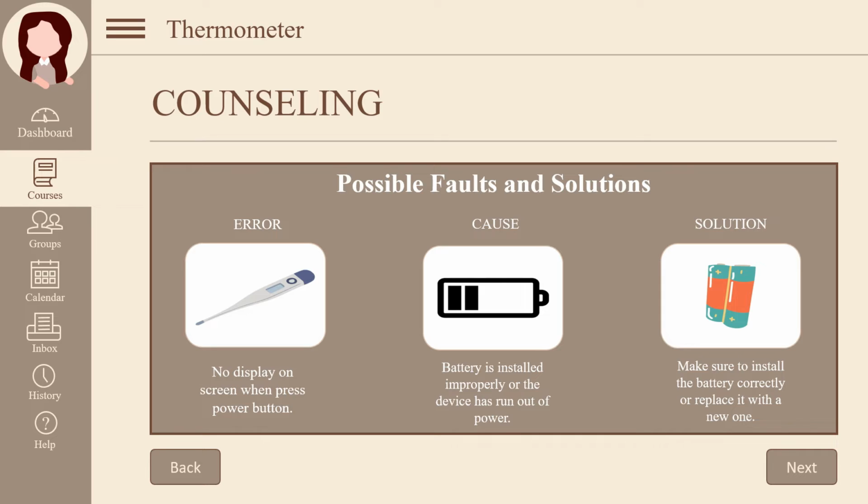Thereby, it is imperative to always check the batteries in order to evade these incidents, and the thermometer could be used for a long time. The probable solution for this error is to always make sure to install the battery correctly, or replace it with a new one, or remove the batteries from the battery slot after use, and properly store them if the thermometer would not be used for a long period of time. Moreover, always read and follow the instructions that come with the thermometer.